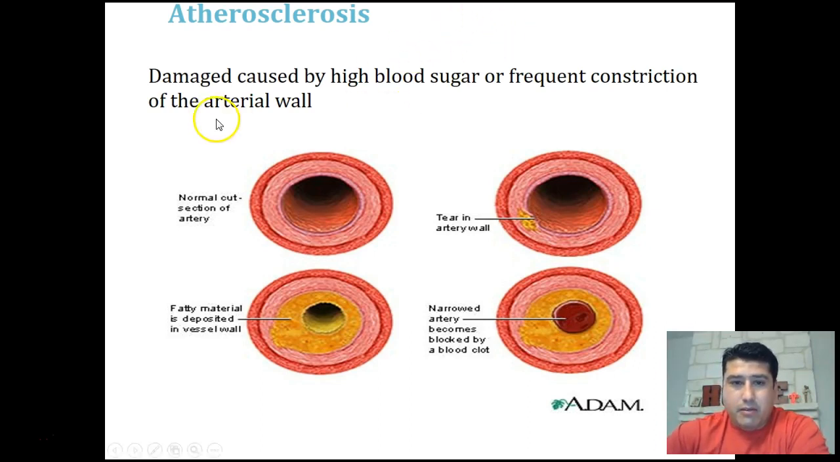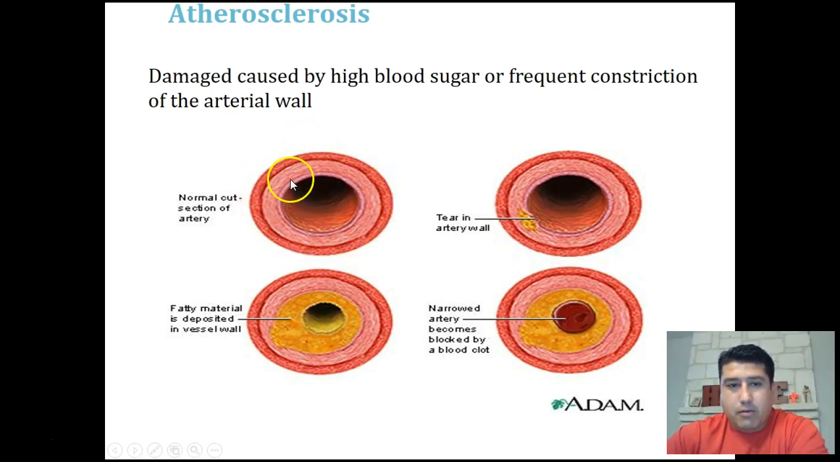Okay, so you can see from the picture that normally, whenever we look at a cross section of an artery, you can see how clean it is. So you have the internal lining, which is known as the endothelium. Oh no, I'm sorry, it's the tunica interna, and then you have the middle layer. This is a muscle layer, known as the tunica media, and then you have the external layer, which is a tough fibrous layer. This is known as the tunica externa.